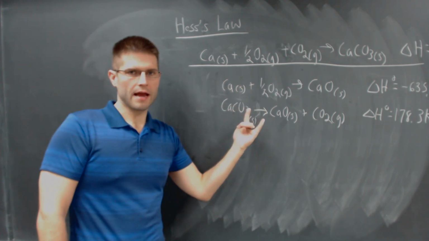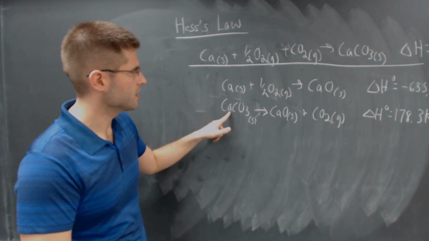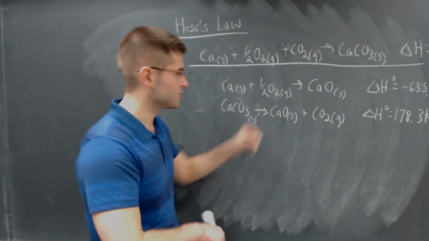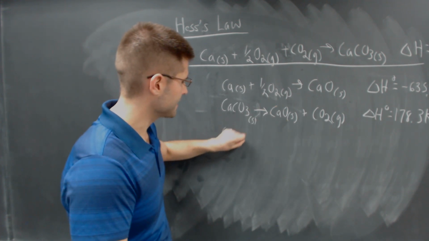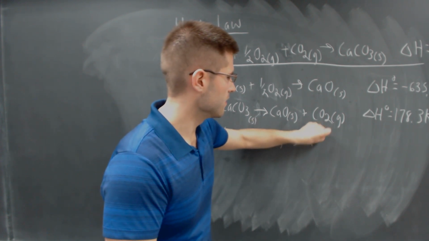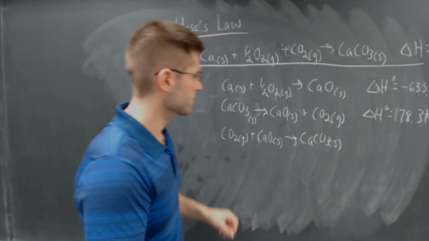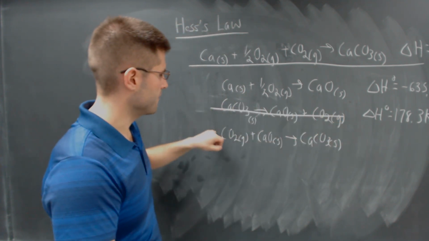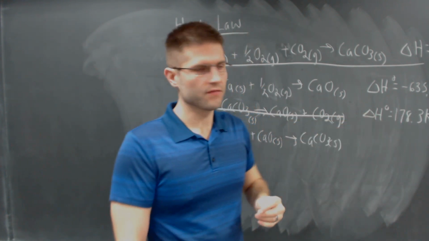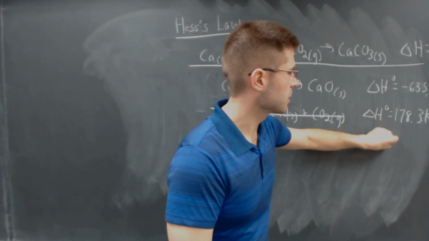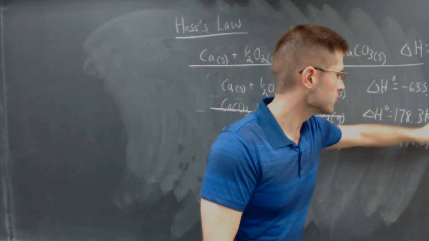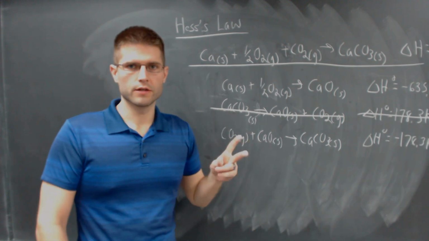If we flip the equation around, let's say we don't want the calcium carbonate on the left, in this case we want it on the right, and we were to flip this equation around, so let's do that. I'm going to take CO2 gas plus CaO solid. It's going to give you CaCO3 solid. So this is now gone. I've now flipped the equation around. If we flip an equation around, we change the sign of the enthalpy. So our enthalpy of formation is no longer 178.3. It is now negative 178.3 kilojoules. So those are our two different rules.